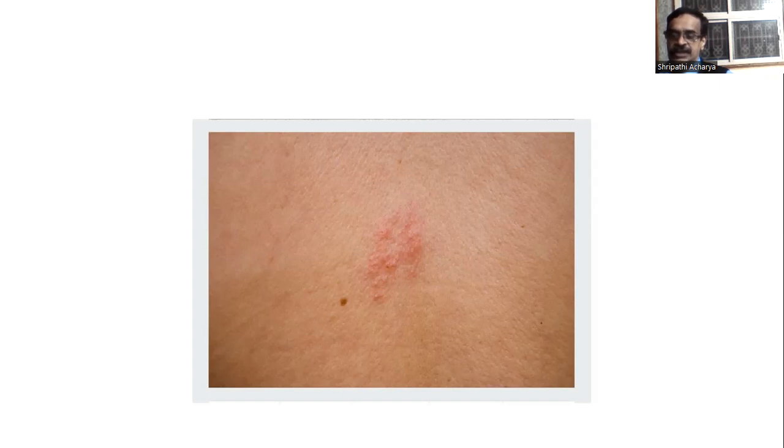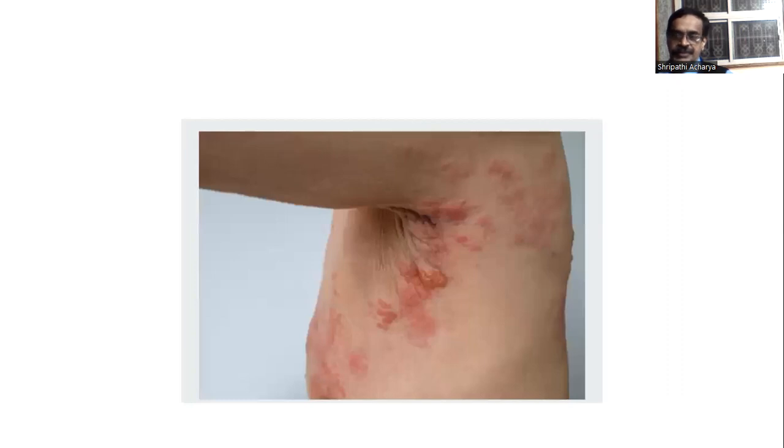That means the skin lesions will be cured, but there will be persistent or recurrent pain in the course of the nerve. That is known as post-herpetic neuralgia. This is another patient with the lesions of herpes zoster. You can see in the spinal nerve course there are a number of lesions, isn't it? There is an erythematous base with vesicles and papules, the initial stage.